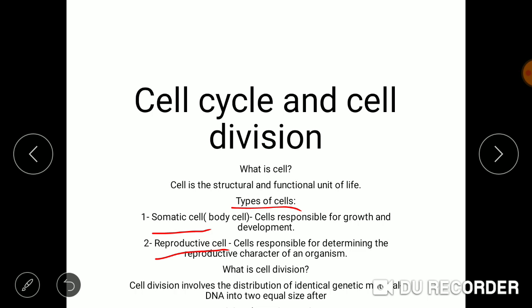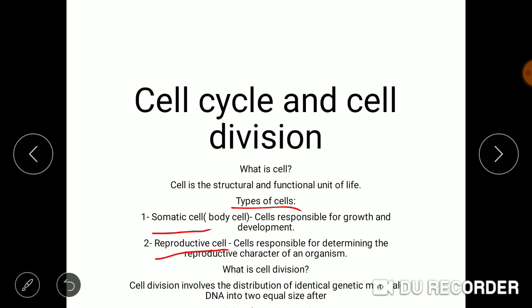While the other type of cell, that is the reproductive cell, is responsible for determining the reproductive character of the living organism. So we have studied two types of cell. First one is the somatic cell and the other one is the reproductive cell. The somatic cell is responsible for growth of the body and the reproductive cell is responsible for the reproductive character of the organism.